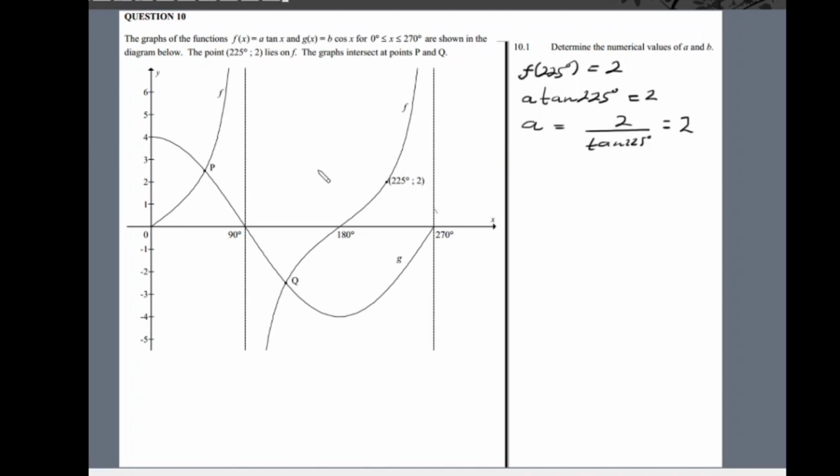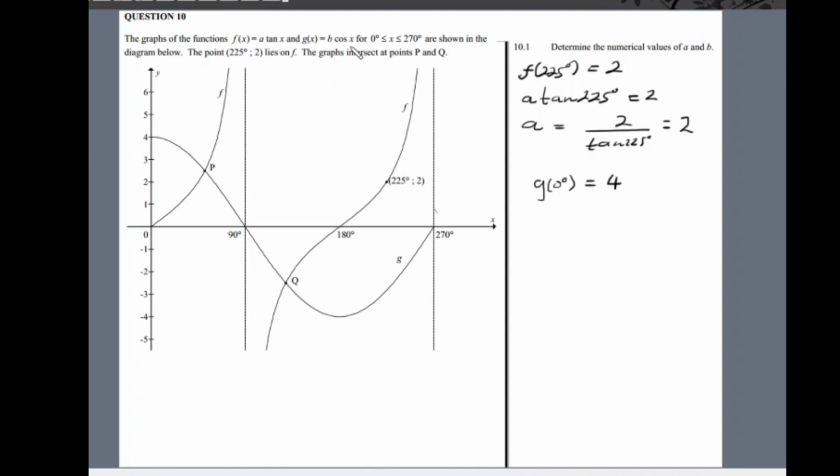The same applies for b. We need to choose a coordinate from the graph of g, so that when we input a certain x value, we'll get some y value as our output, right? So now looking at this graph of g, if x is 0, we see y is 4. So there you'll have that g of 0 degrees is equals to 4.